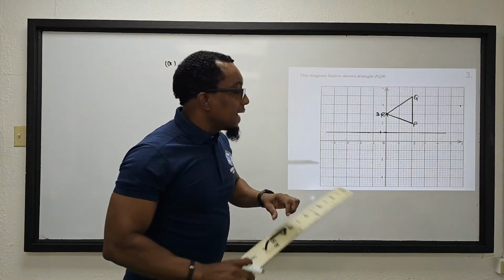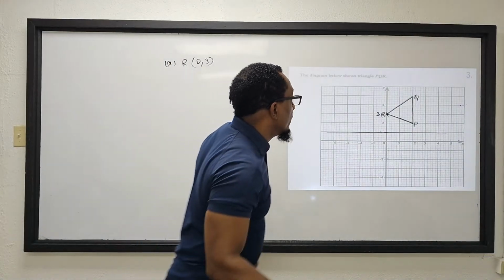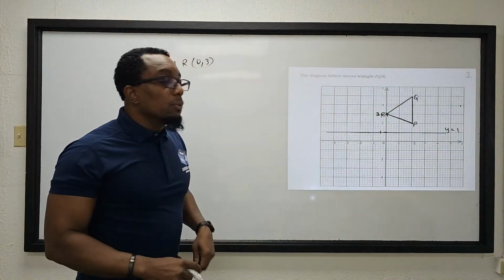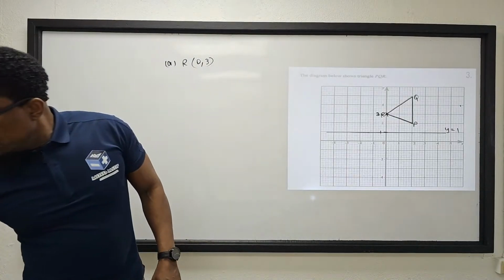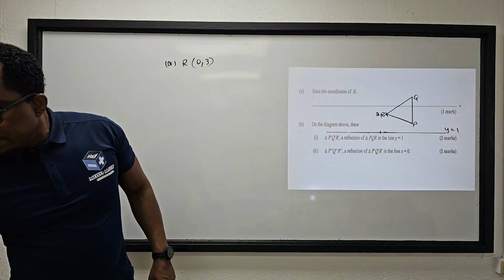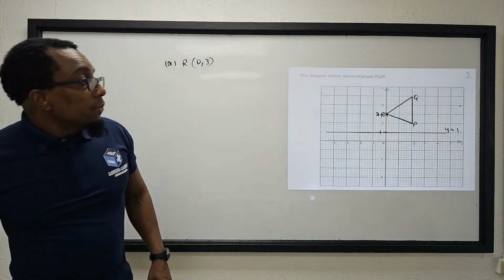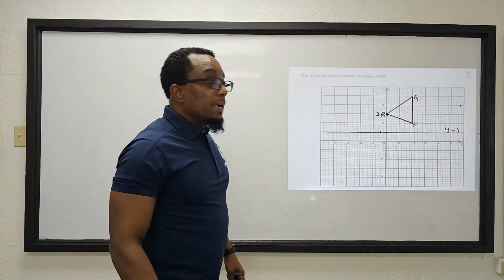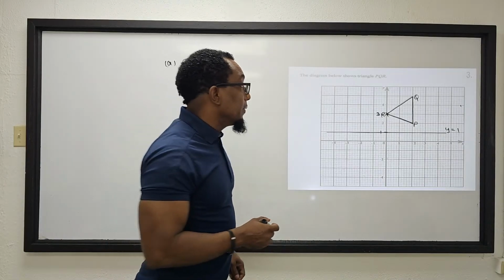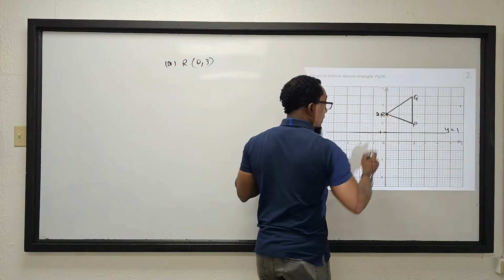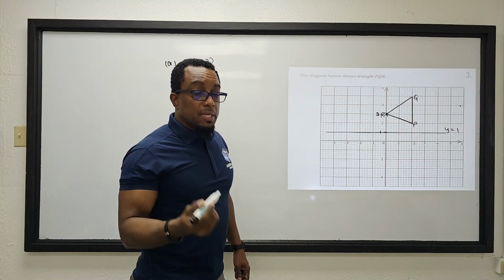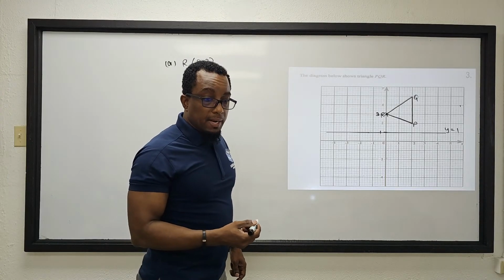So that's the line y equal to 1. It's a horizontal line passing through 1 on the y-axis. And what they want us to do is reflect PQR to P prime, Q prime, R prime about that line y equal to 1. So we have to reflect about that line. Just a simple case of counting the number of positions from the object to the mirror line, with the same number of positions from the mirror line to the image.